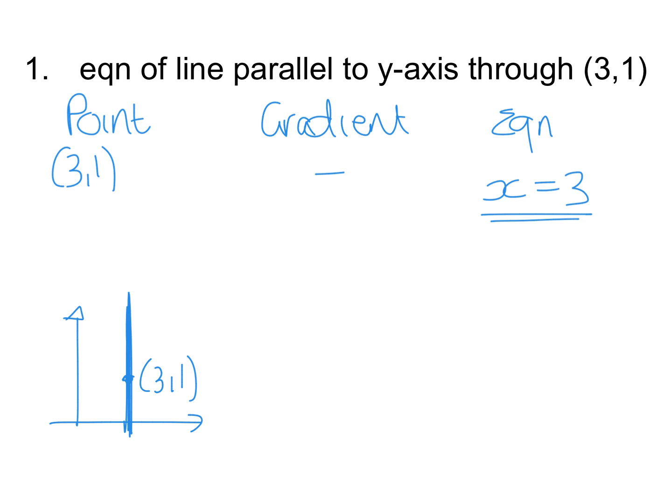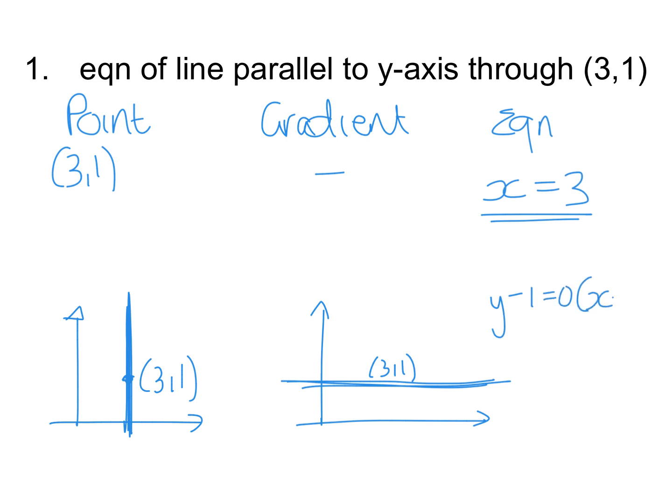So parallel to the y-axis, draw a little picture. Similarly, if they'd changed that and said parallel to the x-axis, that means it's a line going like this, through (3, 1). It's horizontal, so the gradient would be 0. You would just do the equation of the line, plug in the coordinates: y minus 1 equals 0 for the gradient, times x minus 3. This just gives you nothing on the right-hand side, so you've got the equation y equals 1. So that was the one parallel to the x-axis instead of the y-axis.